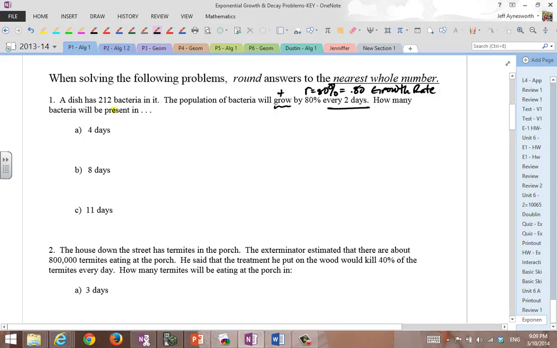All right, so first of all, we start off with 212 bacteria. This is your A sub i. Your A sub i is 212. This is the starting amount. Okay, so first of all, you have to understand that much of the problem. You have a starting amount of 212 bacteria. It's going to grow 80% or 0.8 every 2 days. Okay, so what we're going to do is we're going to have the number of intervals here.